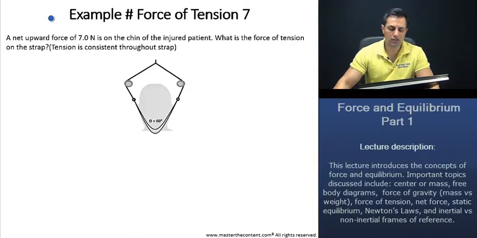Okay, there we go, got the pointer. Example, force of tension 7. A net upward force of 7 newtons is on the chin of the injured patient. What is the force of tension on the strap? Tension is consistent throughout the strap.